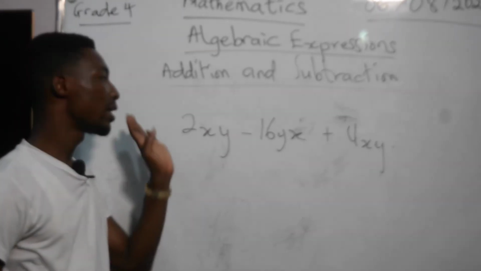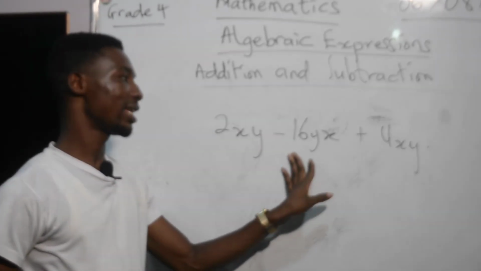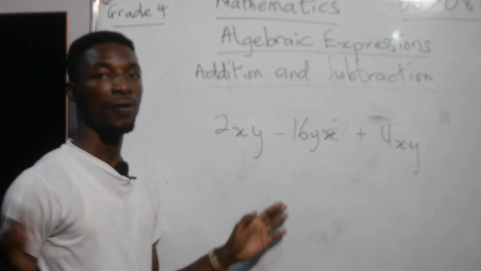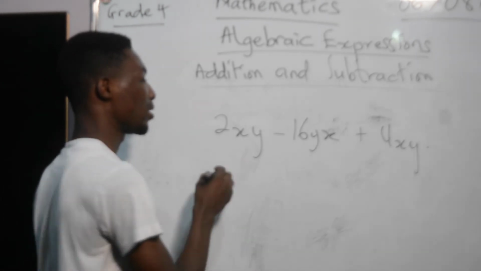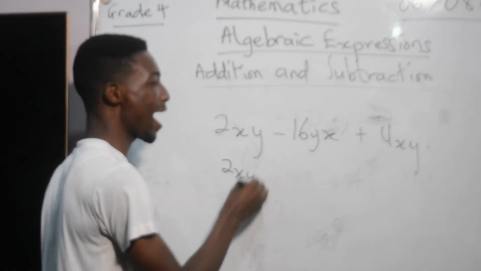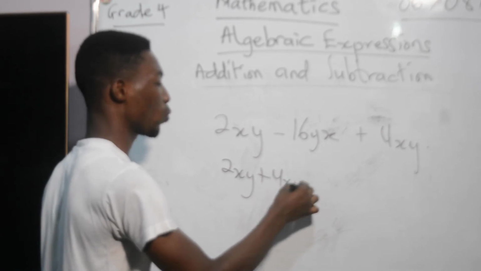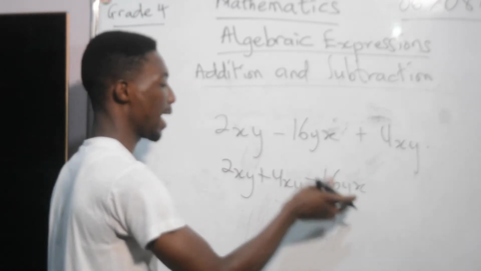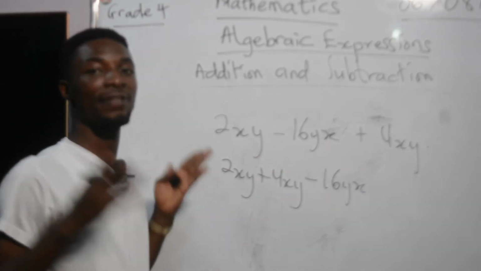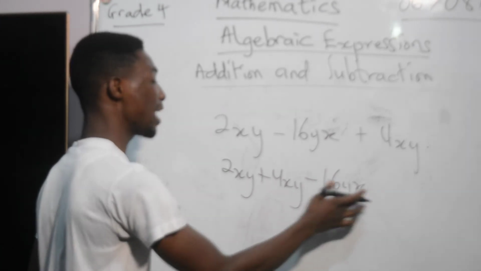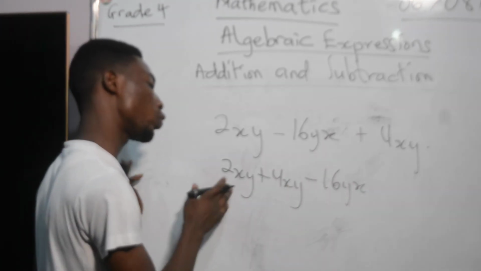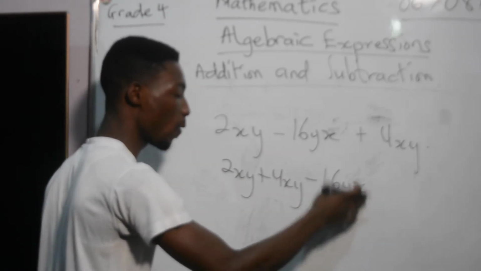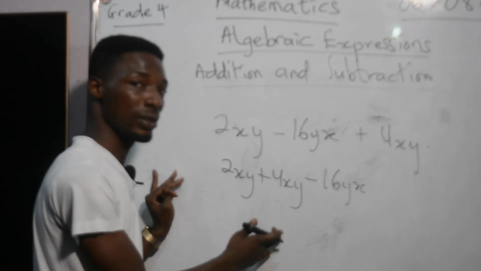2xy minus 16yx plus 4xy. The rules are very, very simple. We put the like terms together. So the like terms here are 2xy plus 4xy. Then we have minus 16yx. Minus 16yx is a different term because the variables are arranged in a different way compared to 2xy. Here it is xy, but here it's yx.